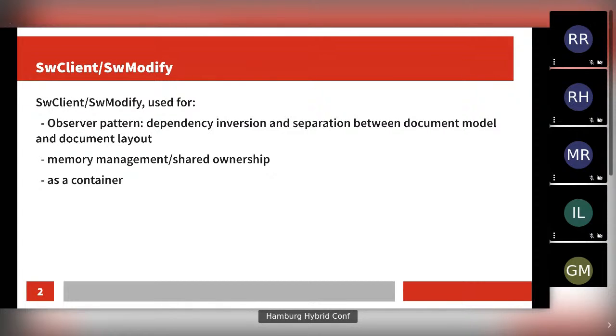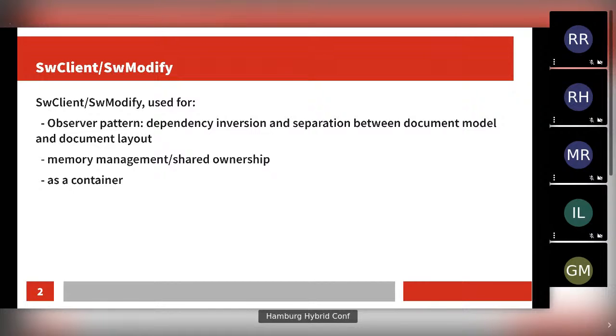Some of the things Writer developers did in the past, because they had this one thing, they thought, well, maybe we can use it for memory management and shared ownership too. And also, well, I already have this thing that kind of does collect stuff. Maybe I use it as a container too. And all of these things will cause you pain and trouble.